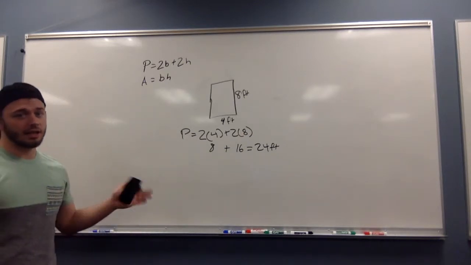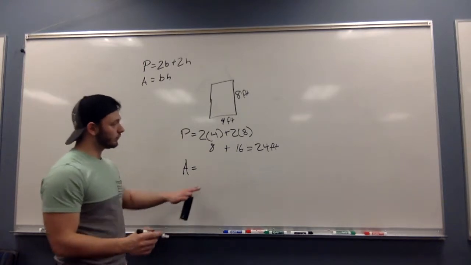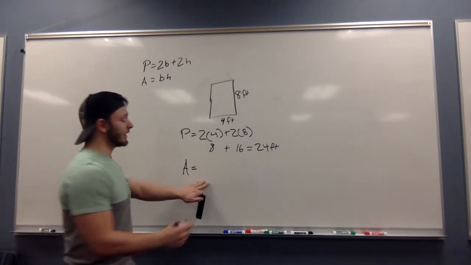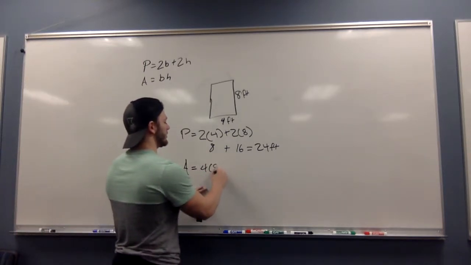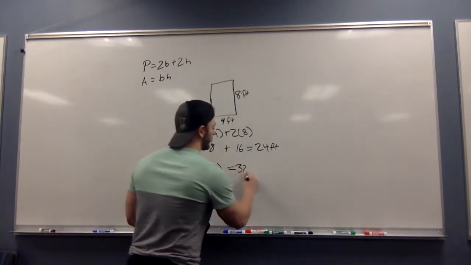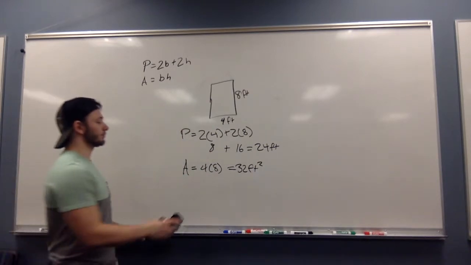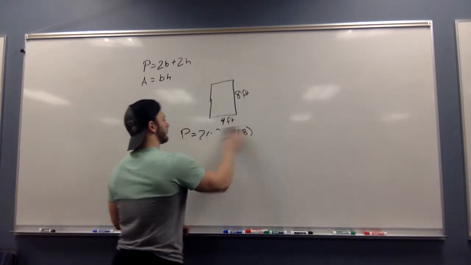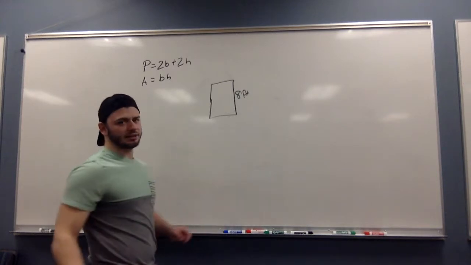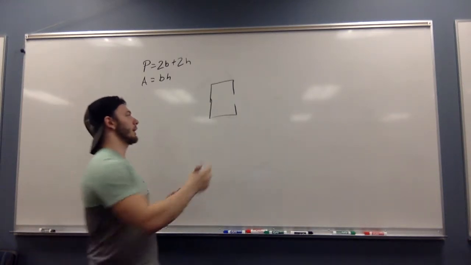Now let's calculate the area. Area equals base times height, so we take 4 times 8, which equals 32 feet squared. Does that make sense to everybody? All right.